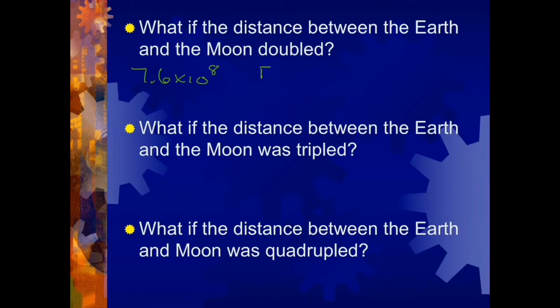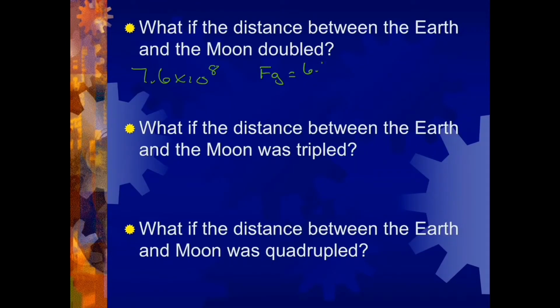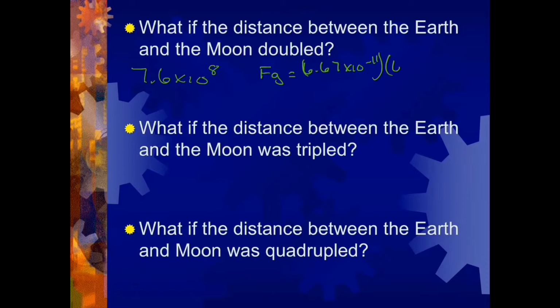So let's write that in here. Fg equals 6.67 times 10 to the negative 11th, parentheses around that. The mass of the Earth is 6.0 times 10 to the 24th, and the mass of the moon is 7.4 times 10 to the 22nd.